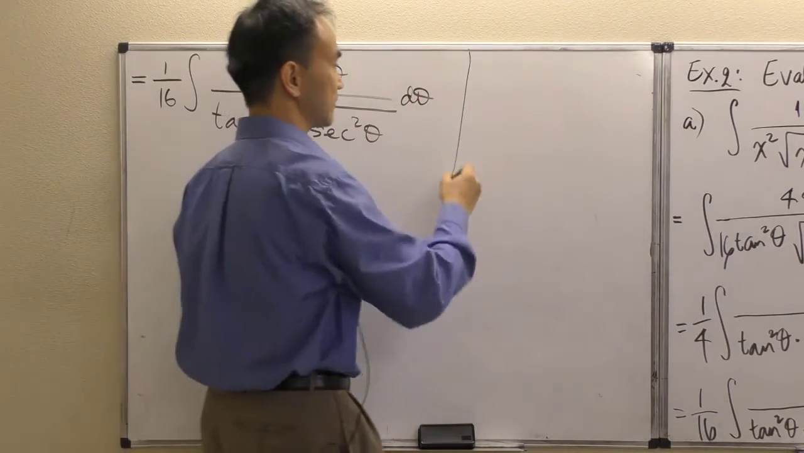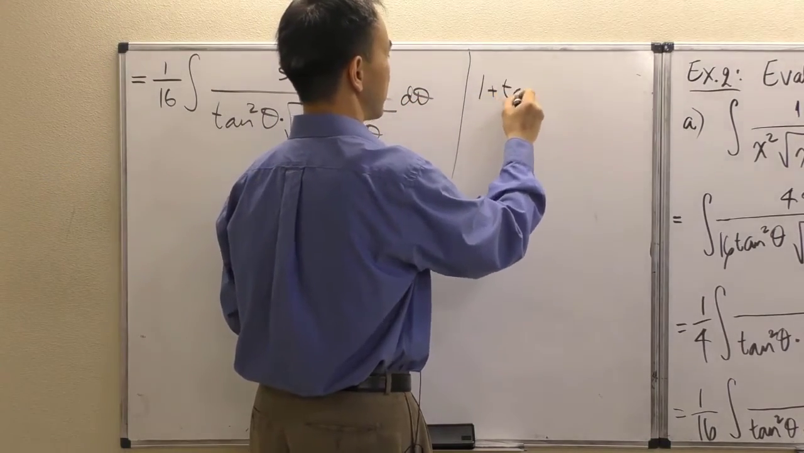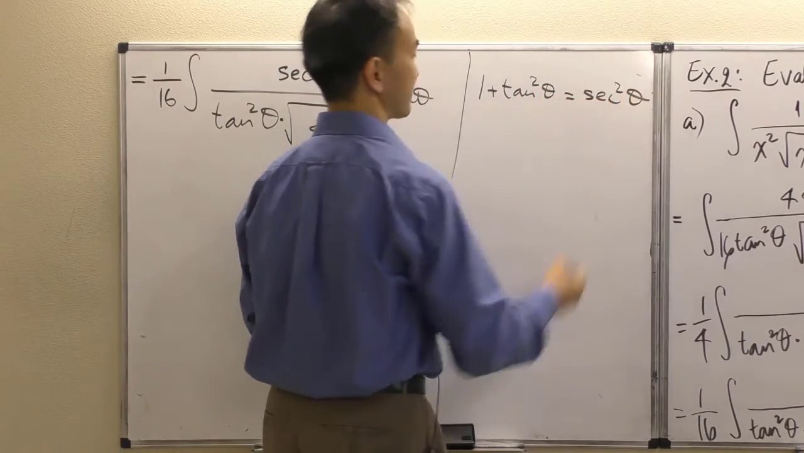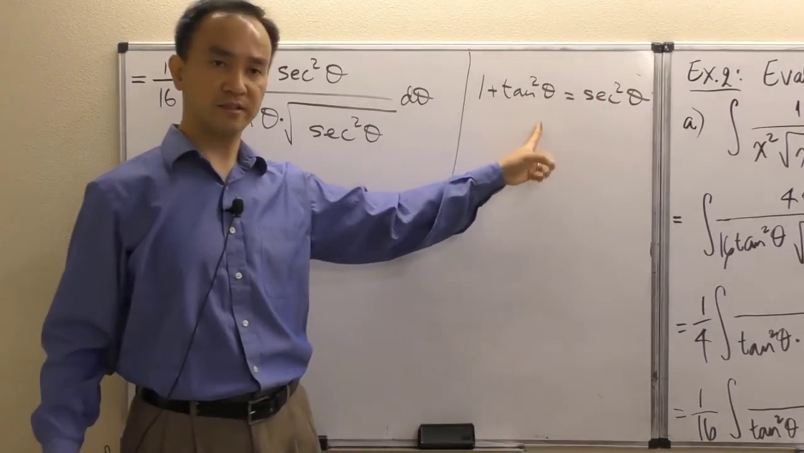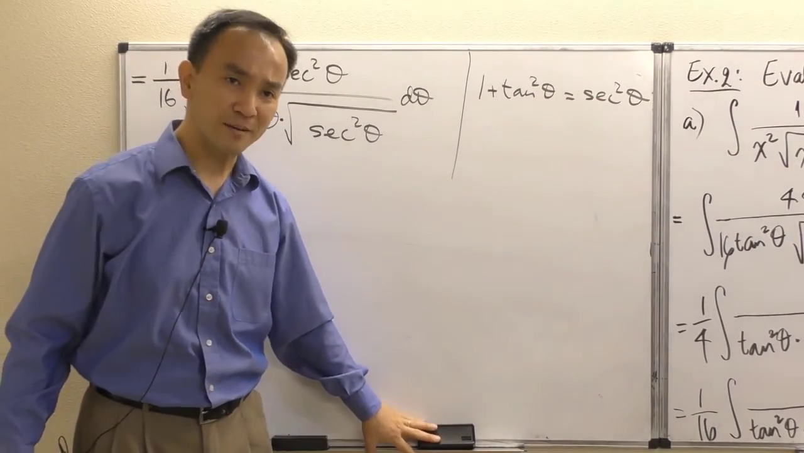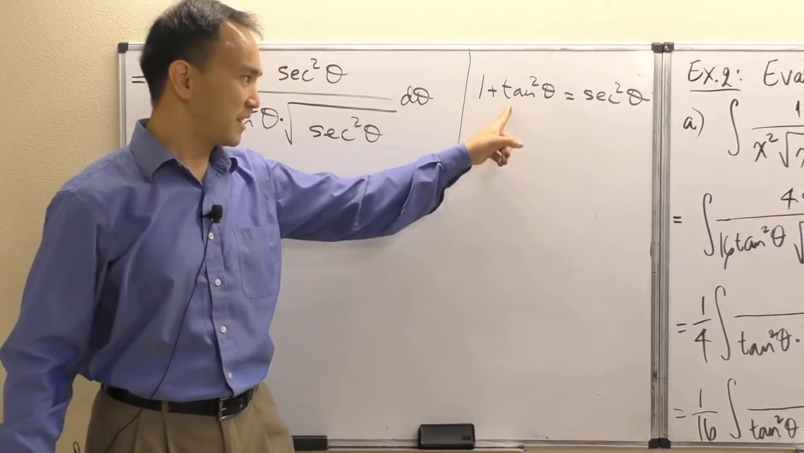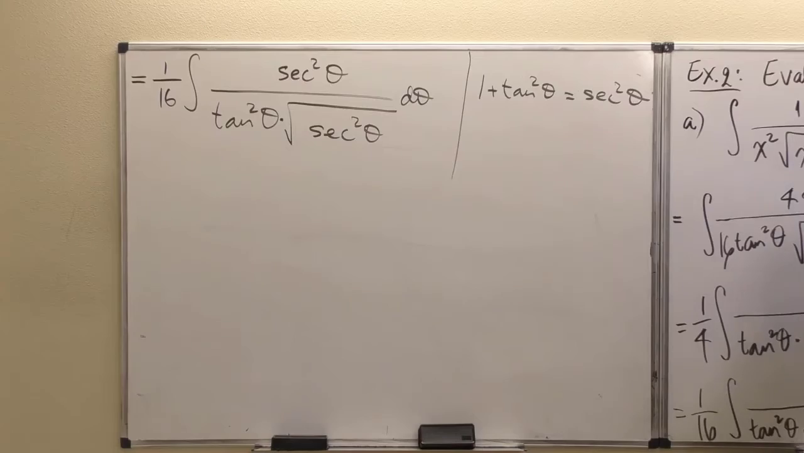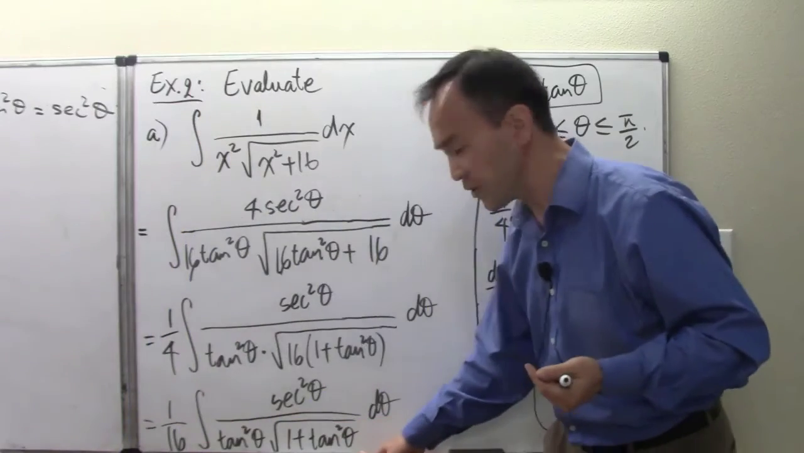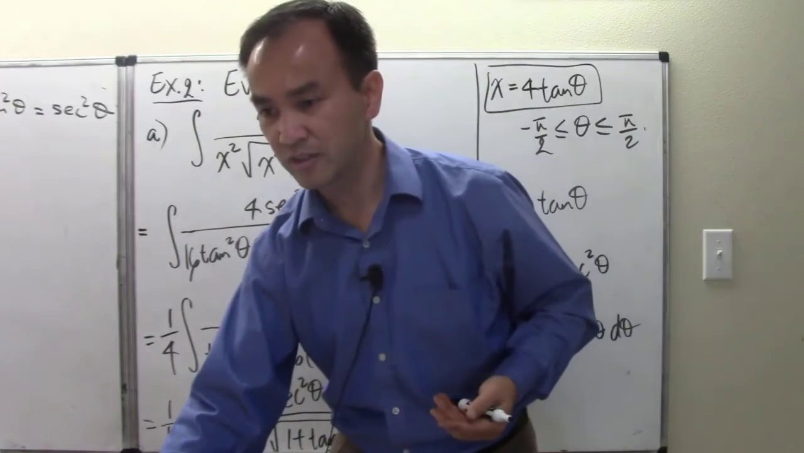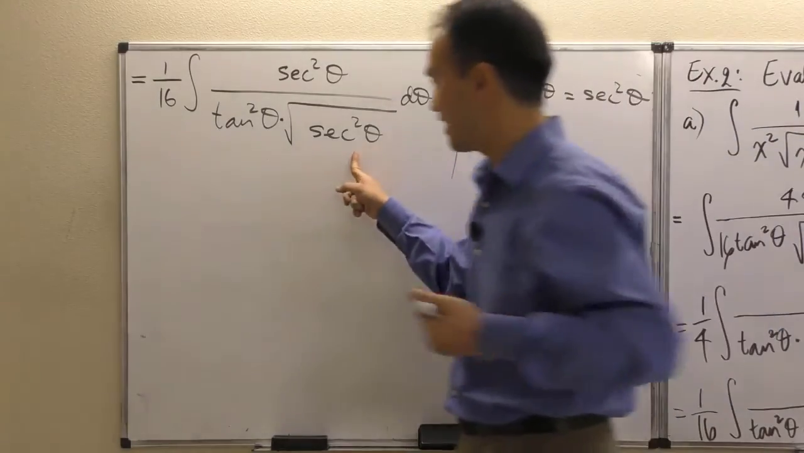Remind yourself, 1 plus tangent square of any angle theta will equal secant square of theta. I also reminded everyone about this when I was introducing that earlier example. That's how I substitute the 1 plus tangent square inside my square root from the earlier step to become the secant square inside the square root in the denominator. And that's how I had this.